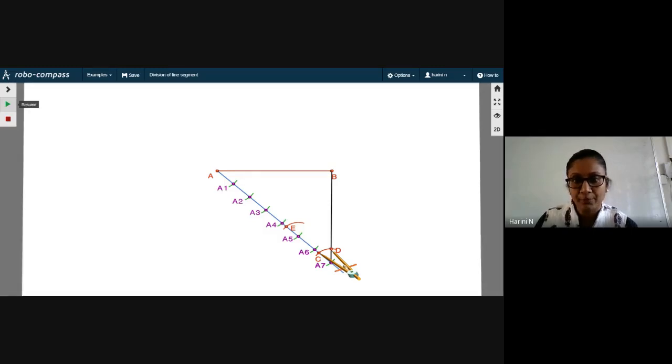Then take your compass, keep it at E and cut an arc. I have deliberately given it as a black arc so that you see that there are 2 different arcs which are intersecting. That point of intersect will be named as F. All right. So once I get my F, I have to join that with my A5 to draw a straight line such that it intersects AB at P.